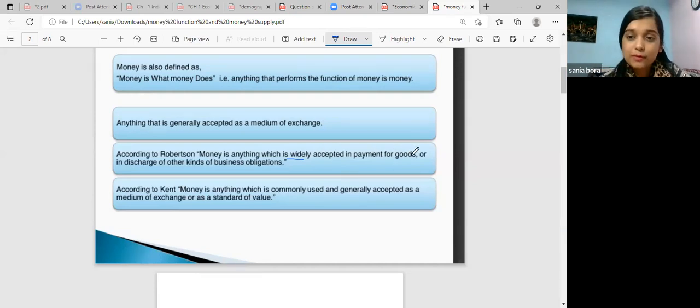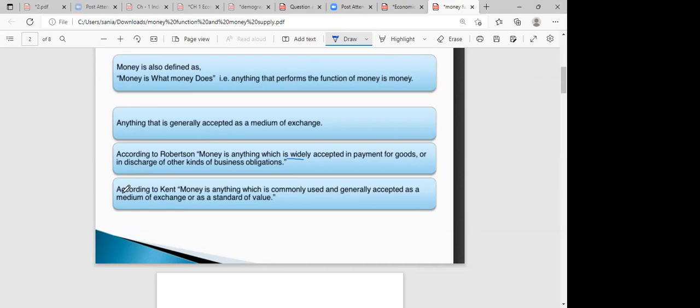Okay, so accepted in payment for goods or in discharge of any kind of business obligation. Business obligation is, for example, when you want to do any business, you need to purchase something and sell something. So you need money. If you don't have money, how will you maintain a business? There will be lots of problems. So if you want to remove all those obligations and do smooth business, you will need money, right? So this was according to Robertson. Clear? Yes, ma'am.